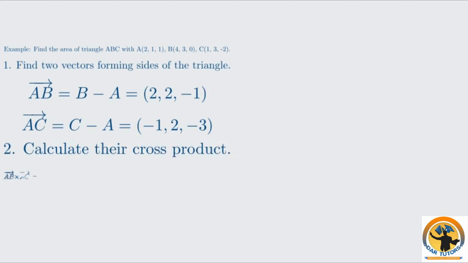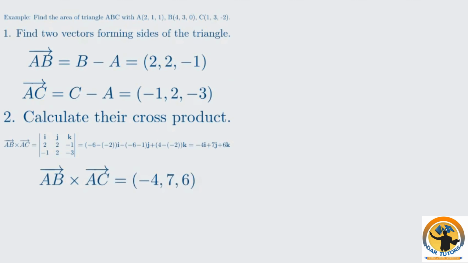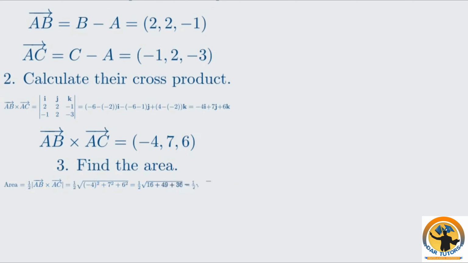Next, we calculate their cross product. AB cross AC is the determinant of the matrix with i, j, k, the components of AB, and the components of AC. Expanding this determinant gives us the vector (-4, 7, 6). Finally, the area of the triangle is half the magnitude of this vector. The magnitude is the square root of 16 plus 49 plus 36, which is the square root of 101. So the area is 1/2 times the square root of 101 square units.